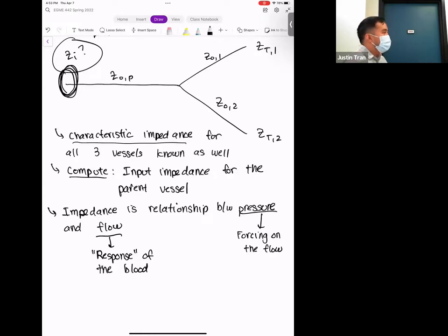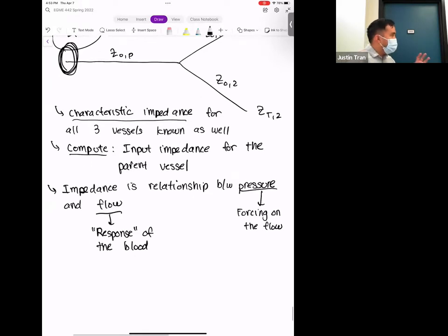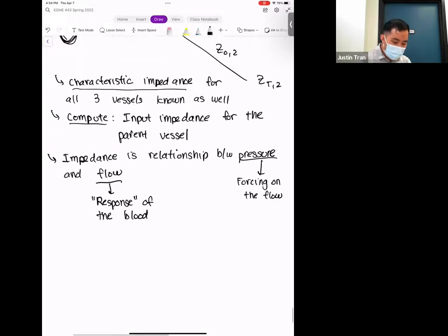And so the velocity at which the paper towel flies is its response, okay? Pressure and flow have that same kind of relationship in blood. And the ratio, or the relationship, between the amount of force that you apply and the resulting response, we describe as impedance, okay?